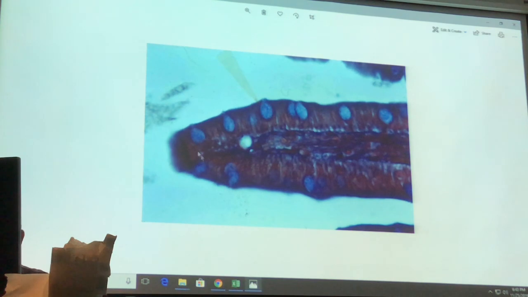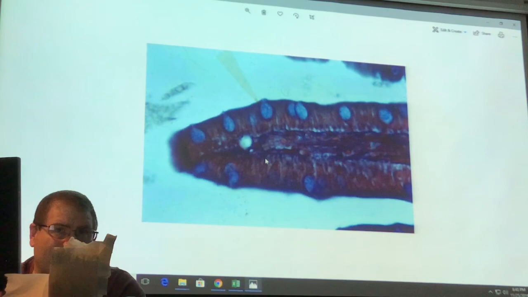Okay, so that's it. So large intestine is very similar. I know it looks like it here, but the key is there are no villi in the large intestine. Okay, a lot of material. Do we have any questions?